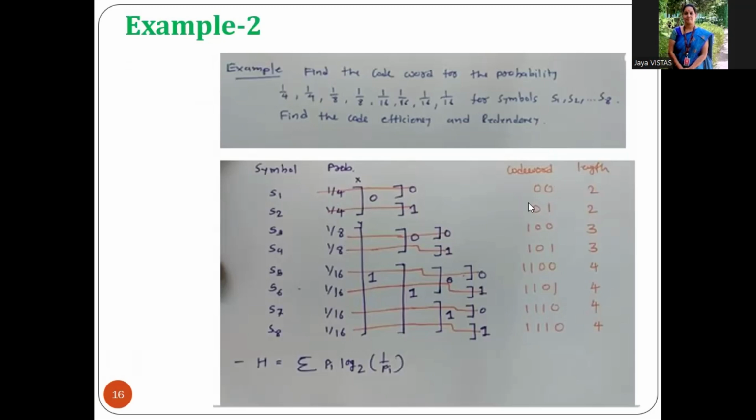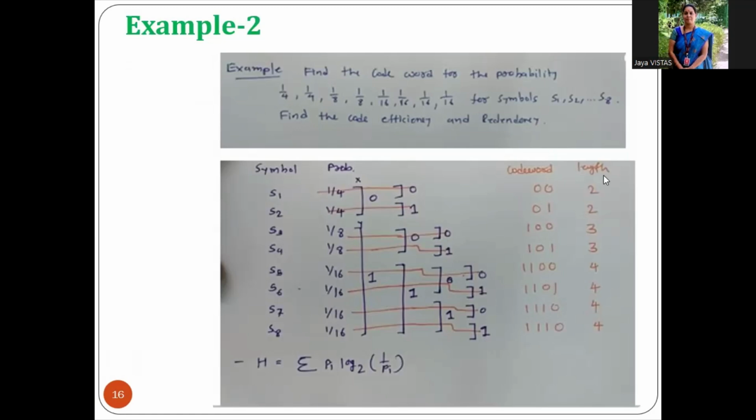Here S1 is 0 0. Then S2 is 0 1. S3 is 1 0 0. Then S4 is 1 0 1. Then S5 is 1 1 0 0. Then S6 is 1 1 0 1. S7 is 1 1 1 0. Then S8 is 1 1 1 0.